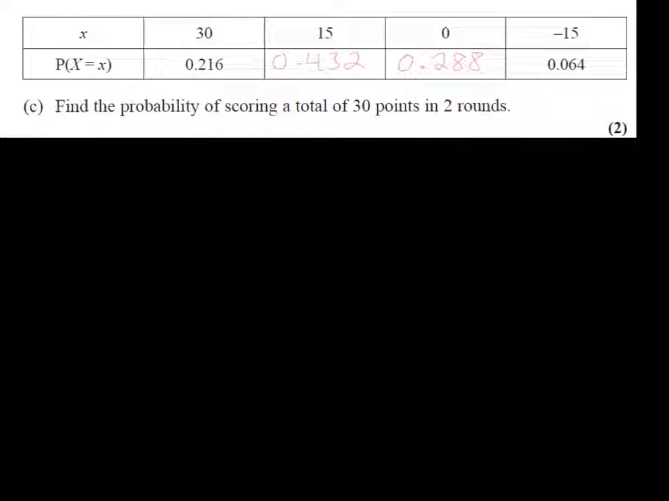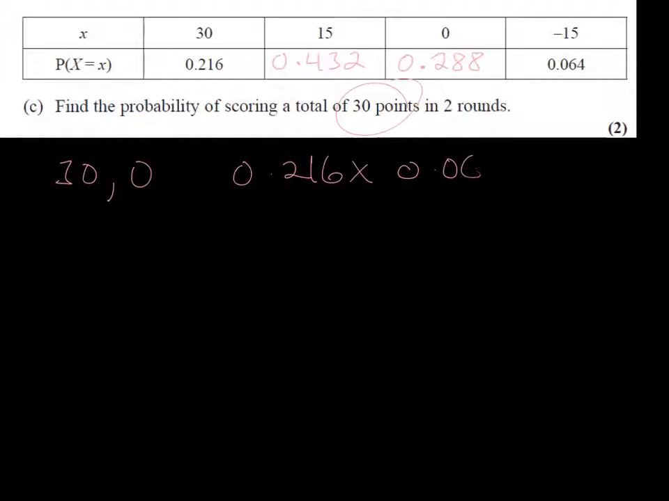In part C, we're asked to find the probability of scoring a total of 30 points in 2 rounds. So the only way we're going to be able to get 30 points in 2 rounds is if I get 30 points in the first round and then 0 points in the second round. So that's going to be 0.216 multiplied by 0.064. The other way I could get it is the other way around, so 0 in the first and 30 in the second.